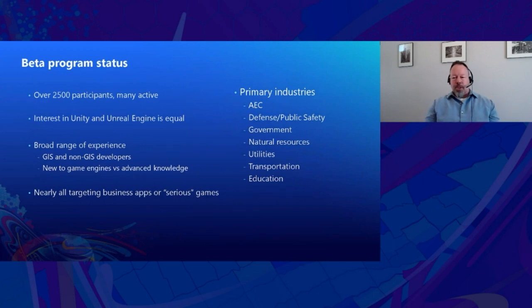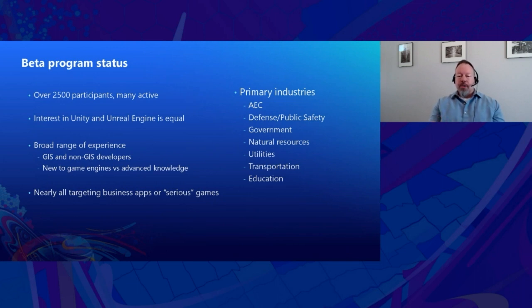So the ArcGIS Maps SDK beta program has been open to the public for over a year now and has been incredibly successful. Currently, we have over 2,500 participants. Many of them are actively engaged in the community, prototyping solutions, providing feedback to our development team. And we've seen a few trends within the beta program over the last year.